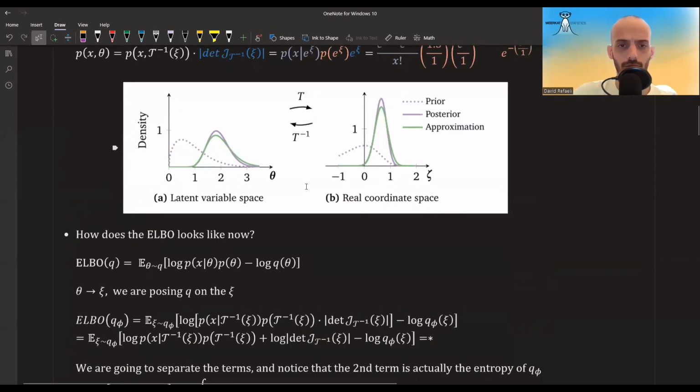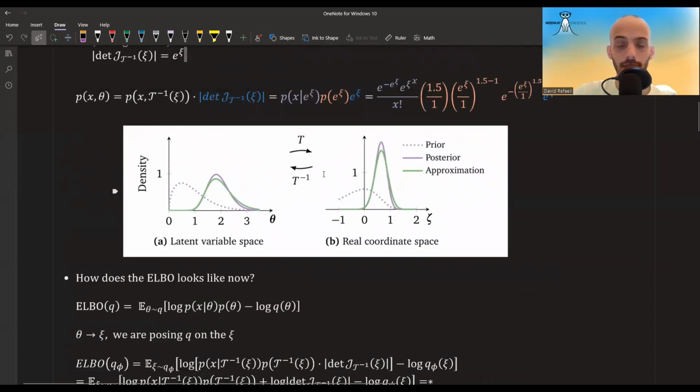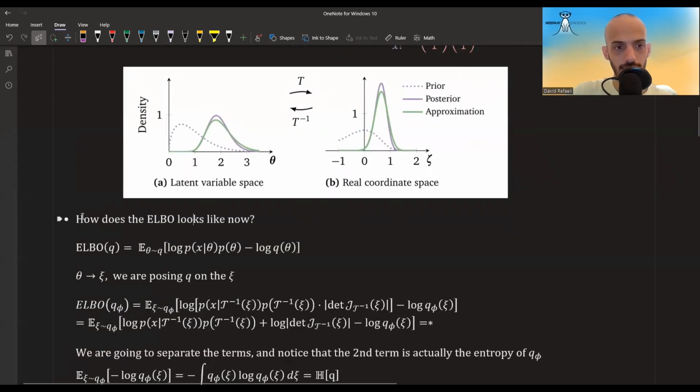Okay, and this is just a simple graph that they put in the paper. It just shows, okay, here we had it constrained, it had to be above 0. We did a transformation, and now it's unconstrained. How does it affect the ELBO?